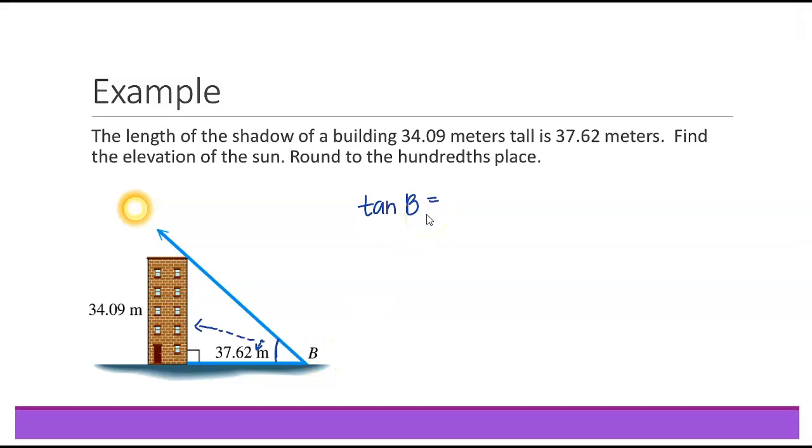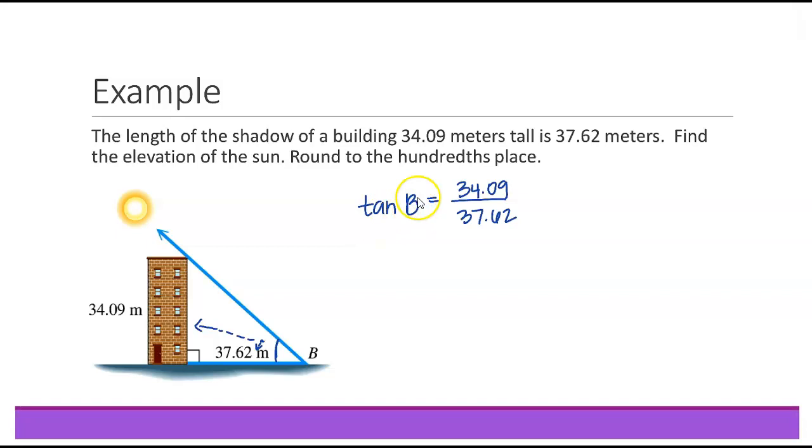Tangent of B is opposite 34.09 over adjacent 37.62. And we're in search of the value of B, we're in search of the angle. And this isn't something that we can just look at and identify because of the decimal values, right? This isn't a nice value, so we don't know exactly what angle to plug into tangent to get out this value. So we are going to turn to our calculator here because in order to get the value of B, we have to do tangent inverse.